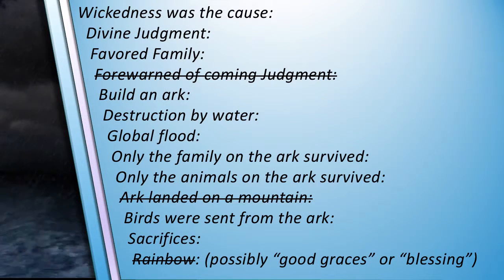There are even more details that match up than just our list here, but we definitely saw wickedness was the cause for the divine judgment, but a favored righteous family was spared. They built a vast ship, and the world was destroyed by water in a global flood, so that only the family on the ark survived, along with the animals that were with them. Also, birds were sent from the ark, and sacrifices were made to God.